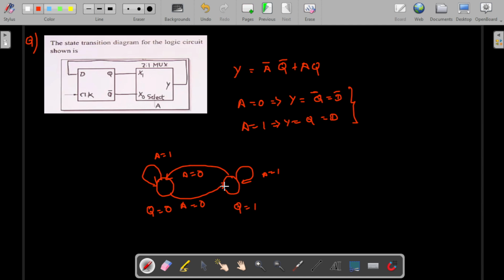From here we can name the states anything, maybe S0 or S1, any kind of naming. For now I am leaving them as Q equal to 0 and Q equal to 1. So this is how things will work, and any kind of representation can be done this way. I hope you are able to get some points here on how we can understand the Mealy and Moore systems.